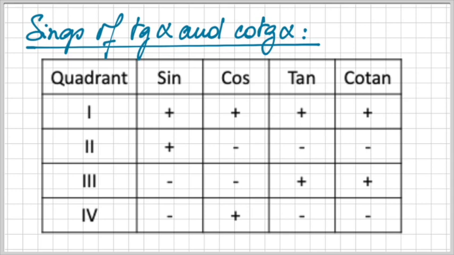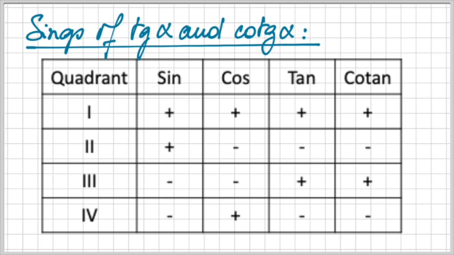When we are in the second quadrant, sine is positive, cosine is negative. So we have the tangent which is negative, also the same for the cotangent. And we find in the third quadrant that the signs of sine and cosine are negative, so the tangent has a positive sign.